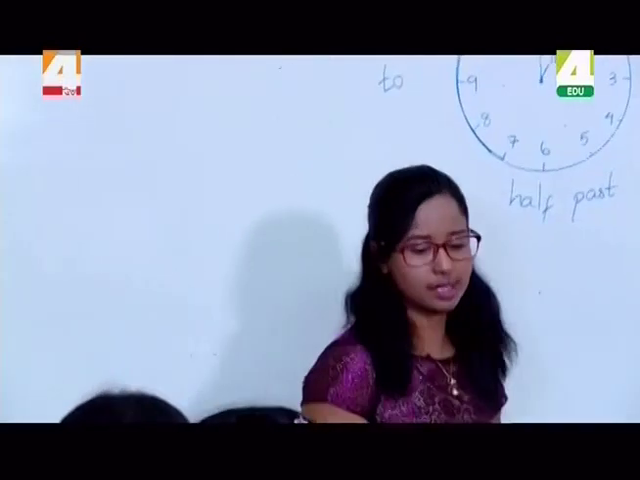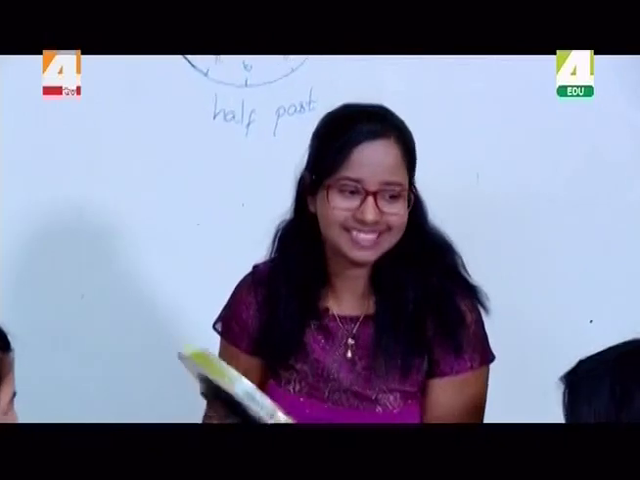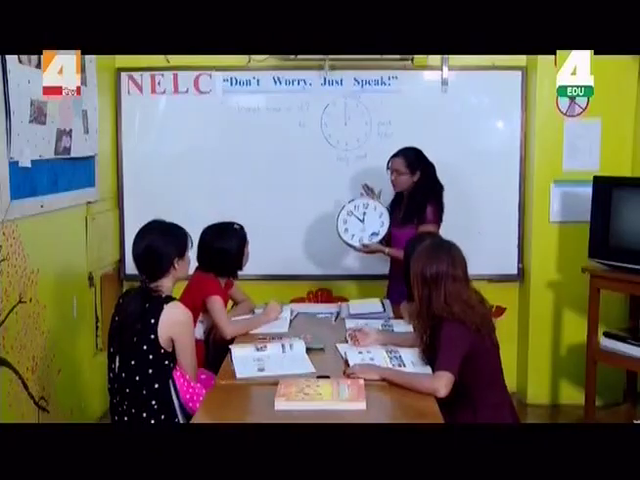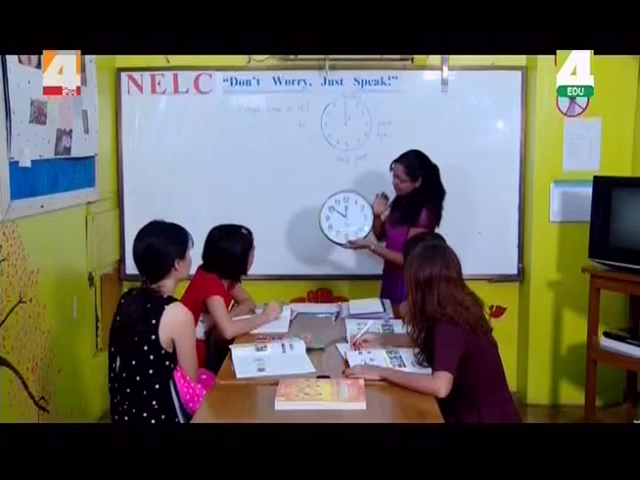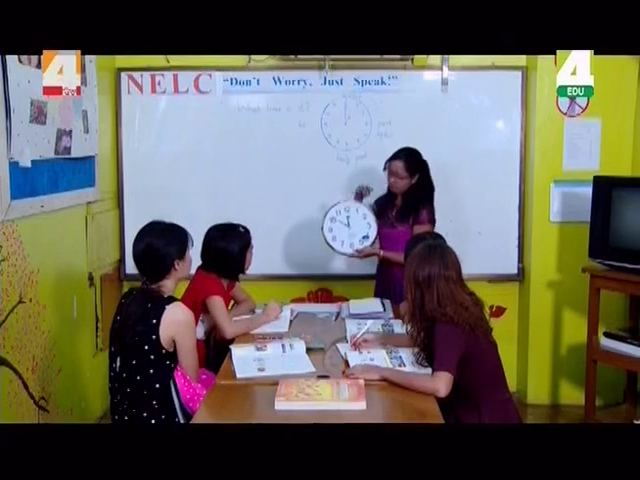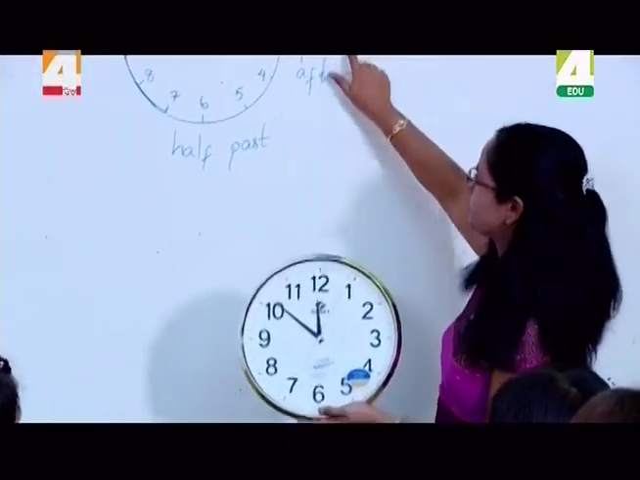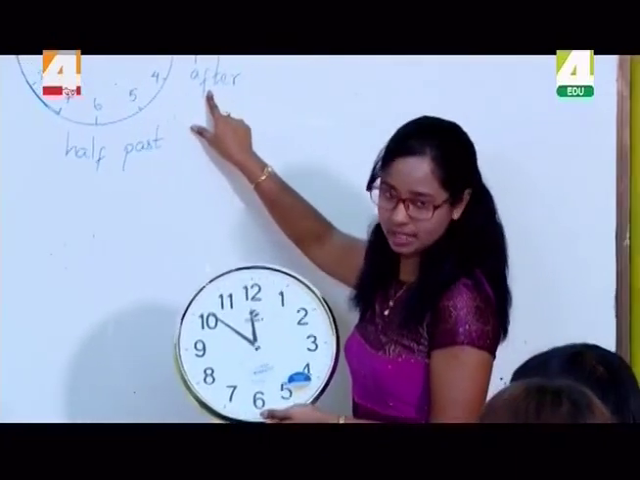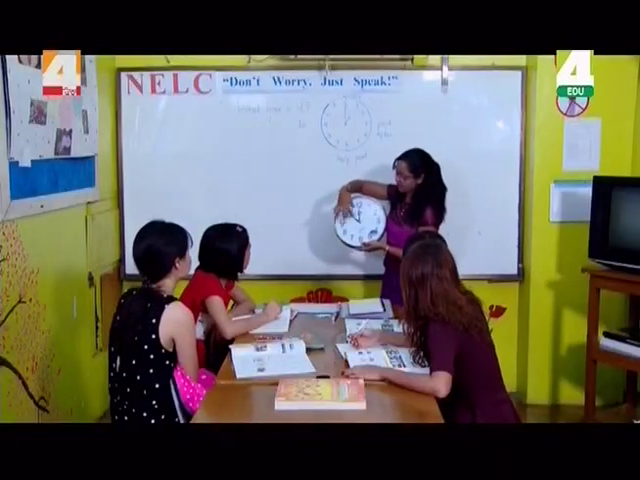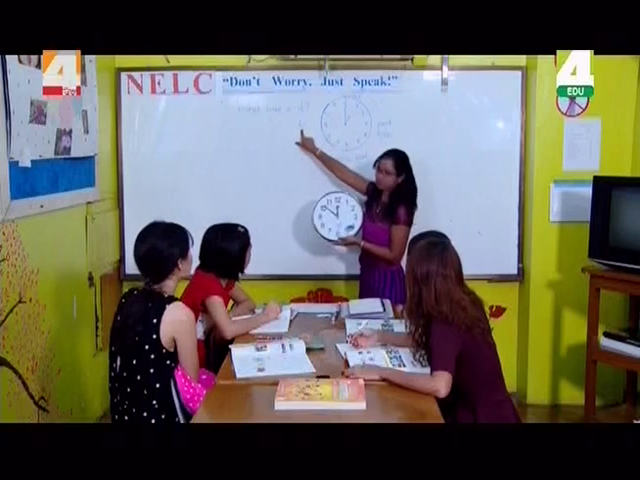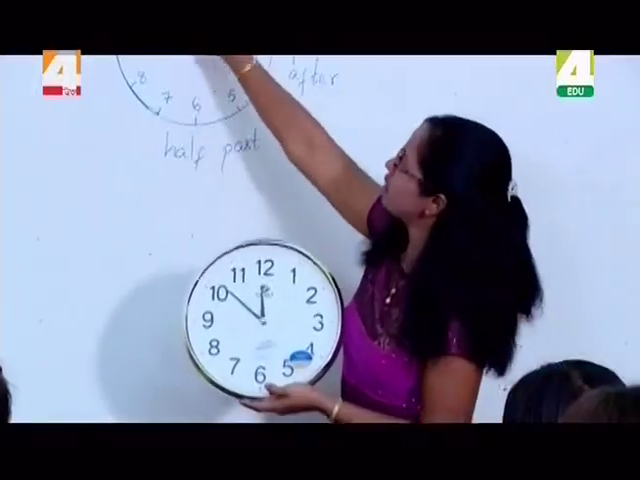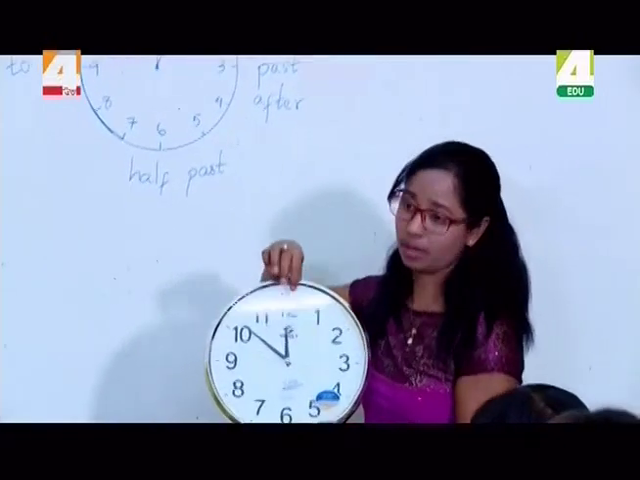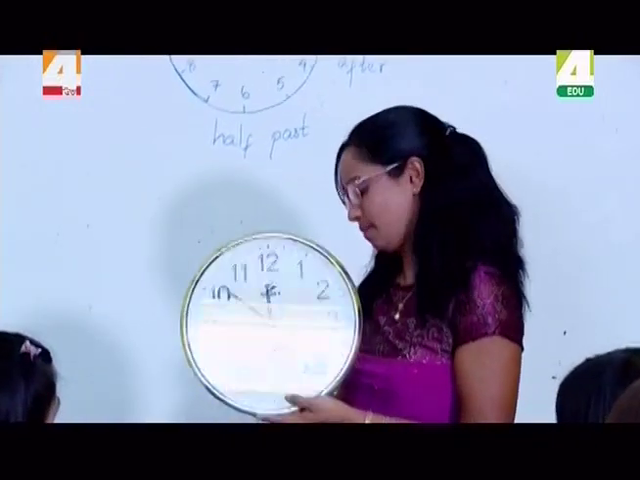Okay. So now let's practice with the real clock. Please look at this one and try to tell me what time is it. Before I ask you, this side we always use past or after. If the minute stick is this side, we always use to. At 6 we use half past. At 12 we use o'clock. Very good. Okay, so let's practice, right?